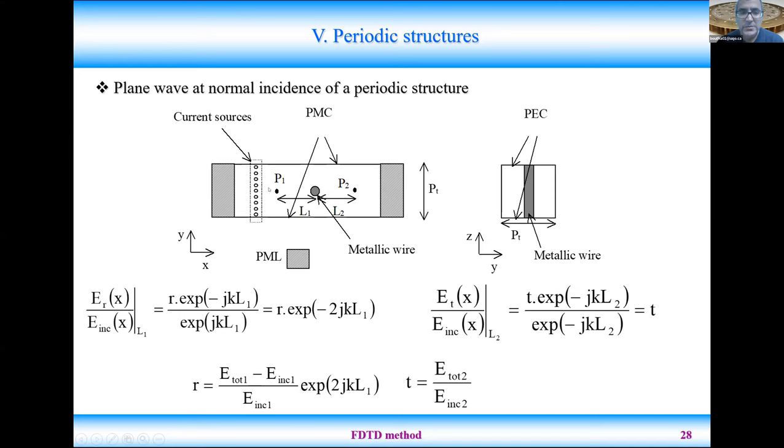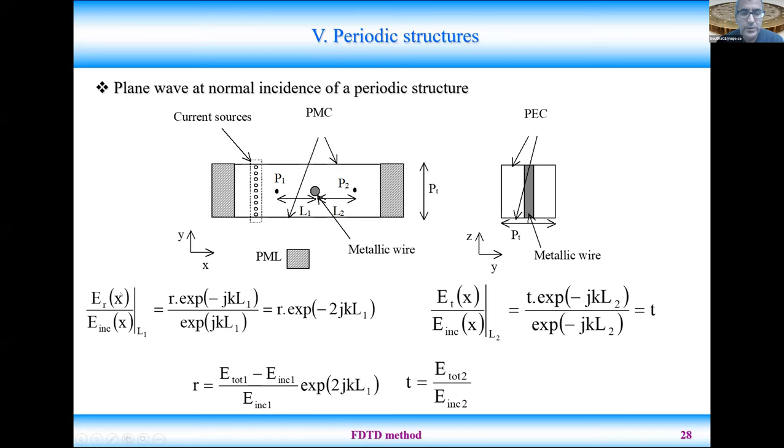But actually, for this simple problem, because it is a plane wave, the wave is normal here to the boundary. We can also use the ABC. So the ABC of Mur that we have seen before, we could use it here too. This is something you will use actually for your project, and it gives really good results. So you don't have to use PML for this problem actually.